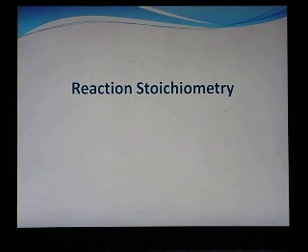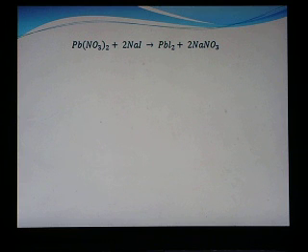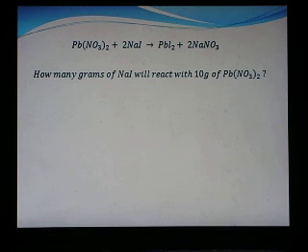This next part is a certain type of stoichiometry called reaction stoichiometry. PbNO3 plus 2 NaI yields 1 mole of PbI2 plus 2 moles of NaNO3. How many grams of NaI will react with 10 grams of PbNO3?